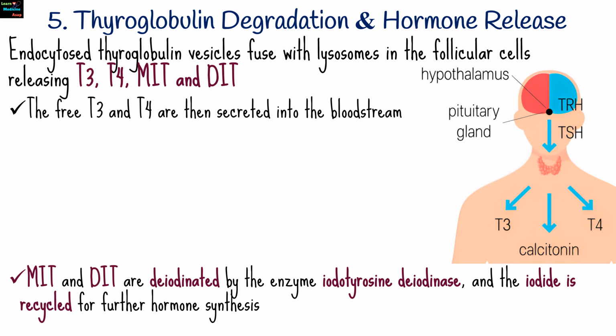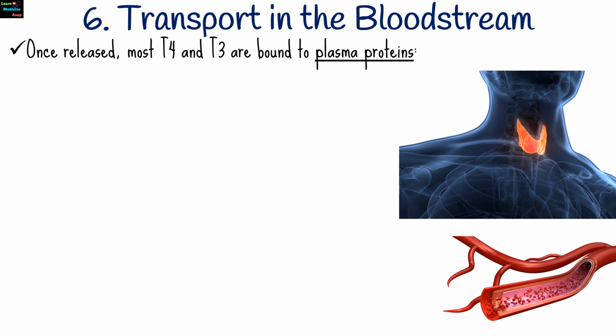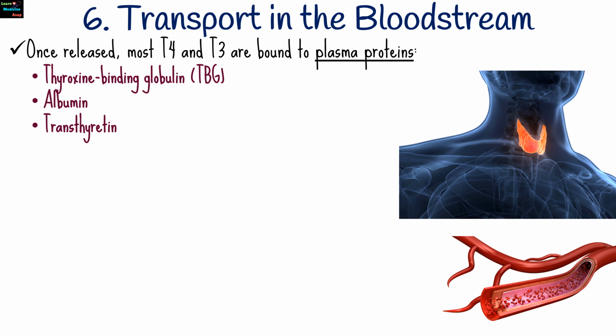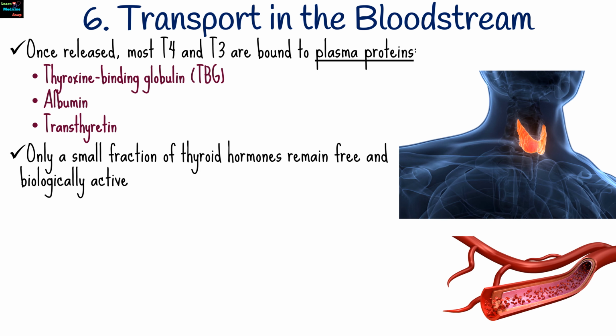MIT and DIT are deiodinated by the enzyme iodotyrosine deiodinase, and the iodide is recycled for further hormone synthesis. Once released, most T4 and T3 are bound to plasma proteins, mainly thyroxine-binding globulin, and to a lesser extent, albumin and transthyretin. Only a small fraction of thyroid hormones remains free and biologically active.